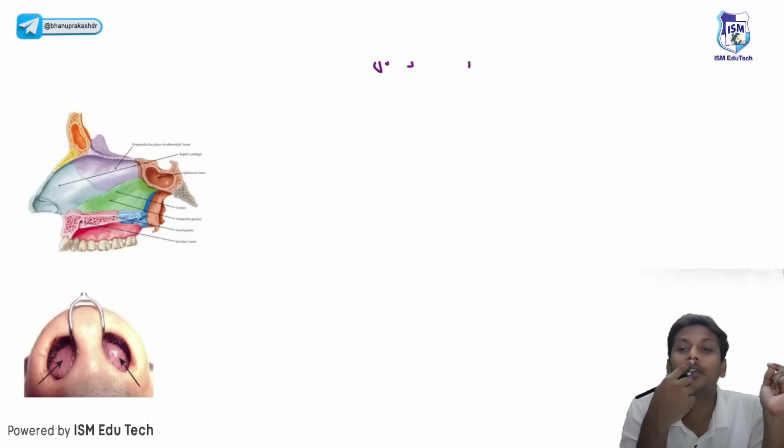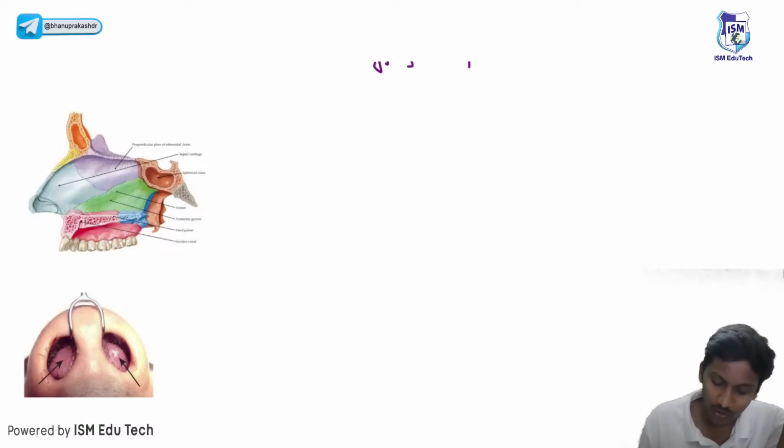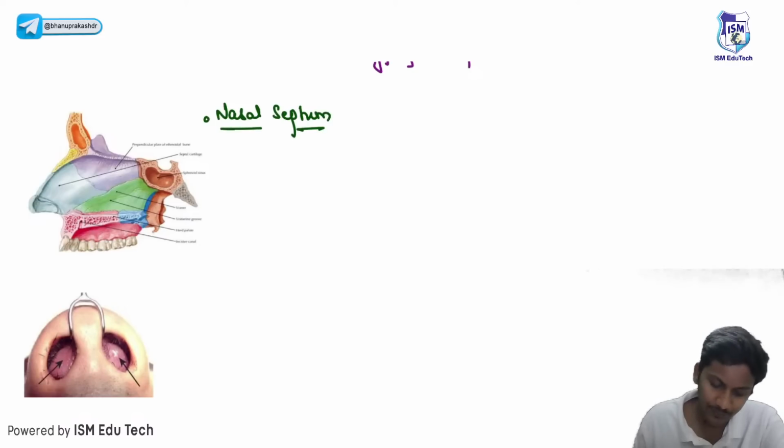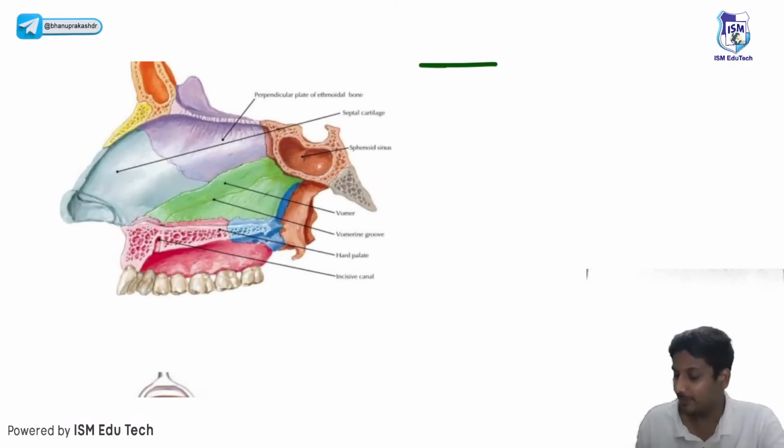We know this medial wall of the nose divides the nasal cavity into two halves, or two nostrils. This medial wall of the nose is what is called the nasal septum. Important is this nasal septum. As you can see, it is made up of three major structures. And what are these three major structures?